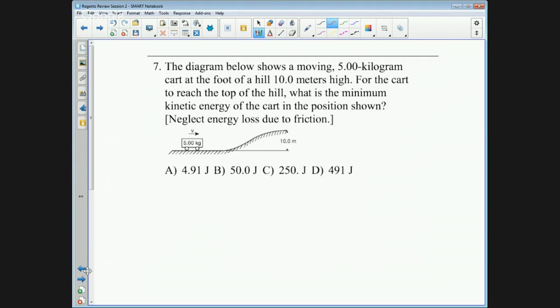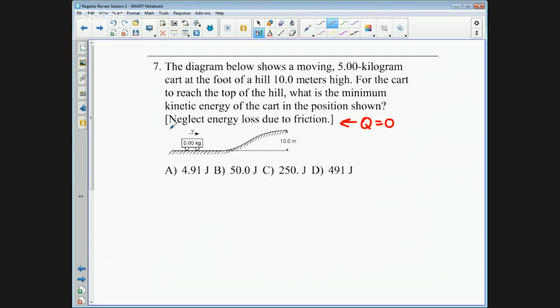Okay, number 7. The diagram below shows a moving 5 kilogram cart at the foot of a hill 10 meters high. For the cart to reach the top of the hill, what is the minimum kinetic energy of the cart in the position shown? Neglect energy lost due to friction. This part that says neglect energy loss due to friction means that Q, internal energy, equals 0. That's all that means. We don't need it anyway.